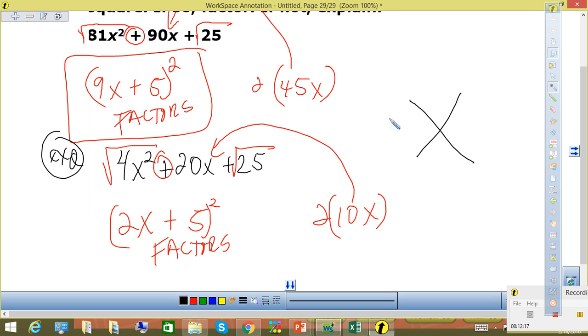4 times 25, that's 100. 20 goes down here. Factors of 100. 1 times 100. 2 times 50. 4 times 25. 5 times 20. What else? Anything else? 10 times 10. So which one of those adds to 20? 10 and 10, and you know what to do, right? Rewrite this, group them, and that's how you get your factors. Yes?